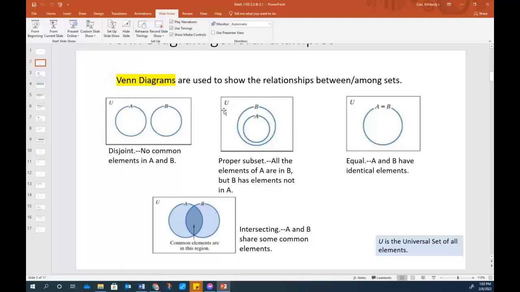Now in all of these, what we see is this U in that corner, and the little note down here just says U is the universal set of all elements. Okay, it's just referring to everything. We certainly are not going to write everything down, but that just kind of helps us out.